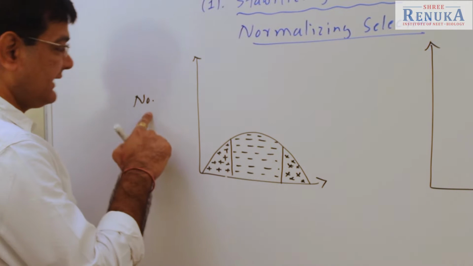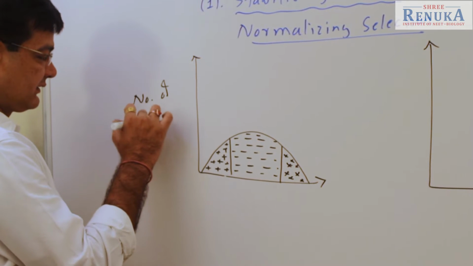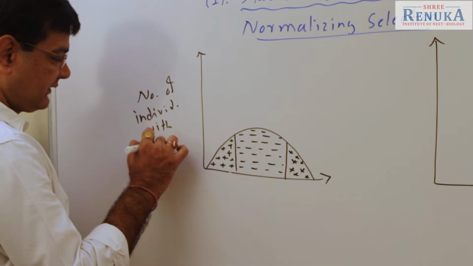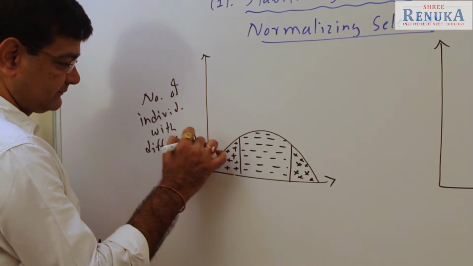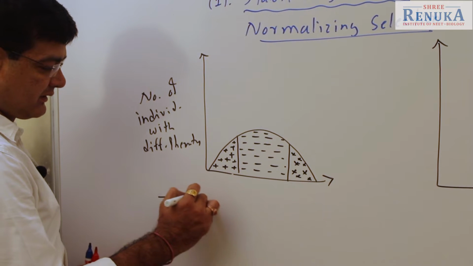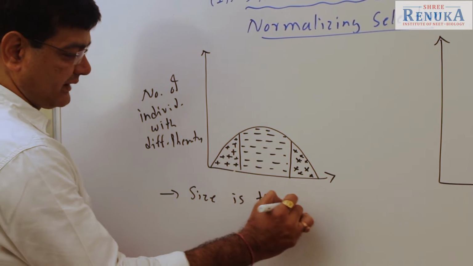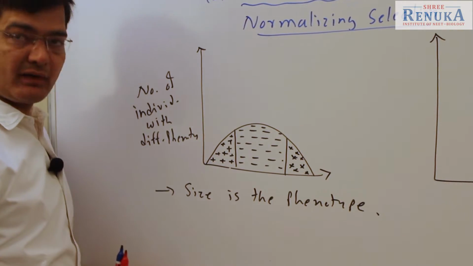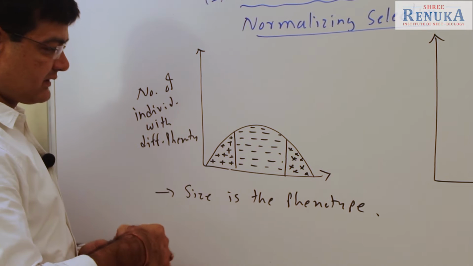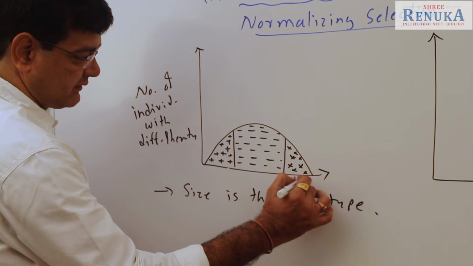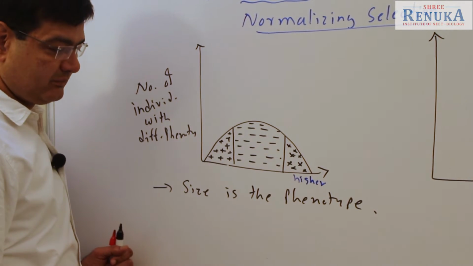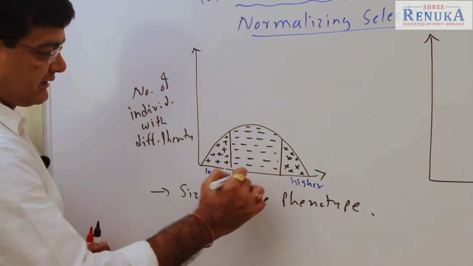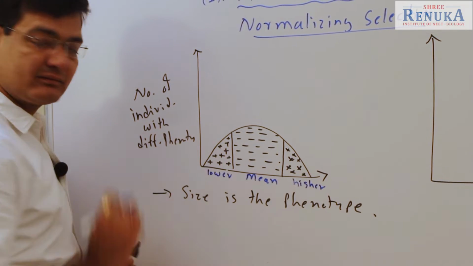So here on the y-axis is the number of individuals with different phenotypes. For example, size is the phenotype. There are three different kinds of individuals found: those having the higher extreme, some towards the lower extreme, and some towards the mean.